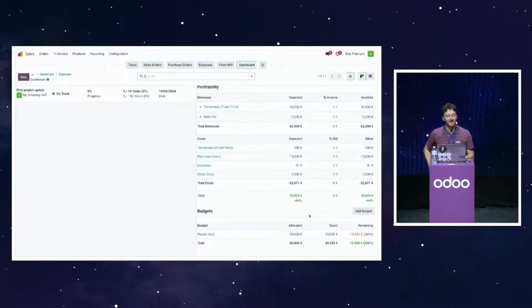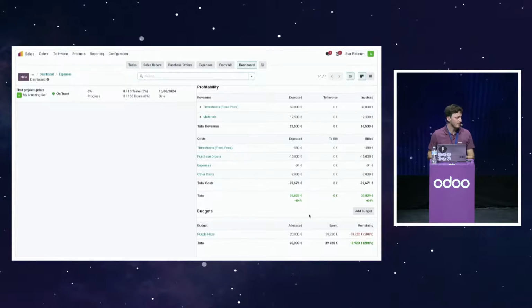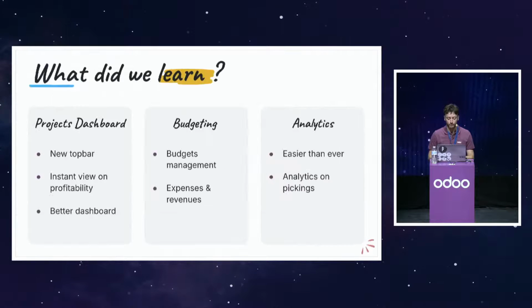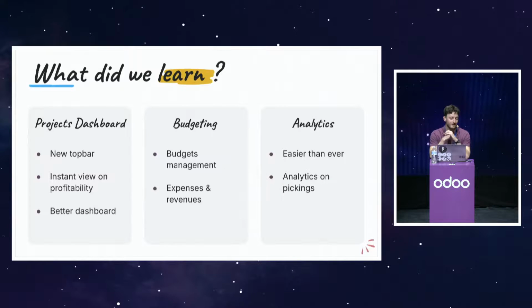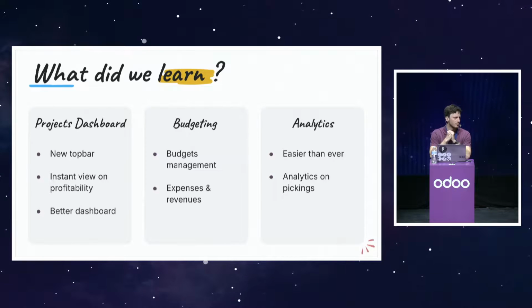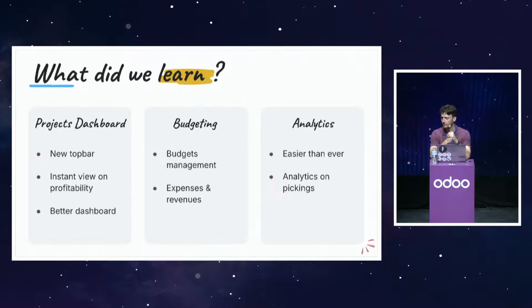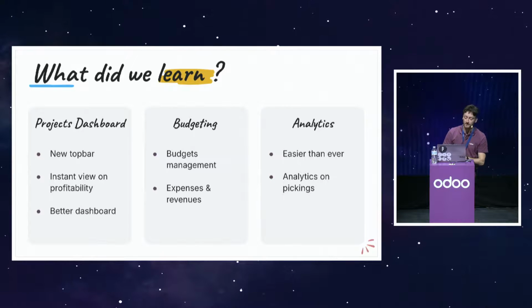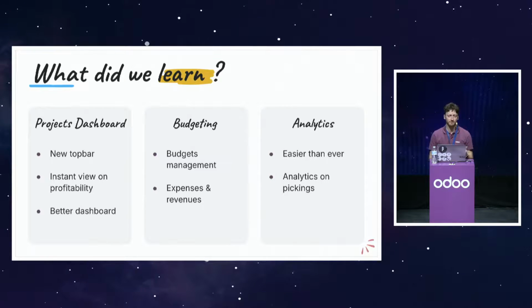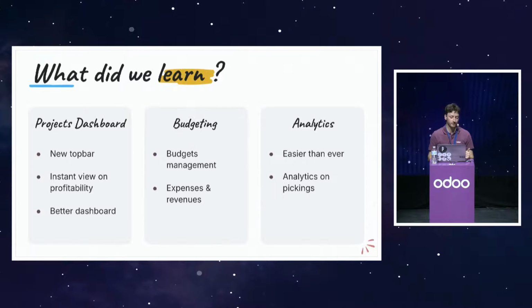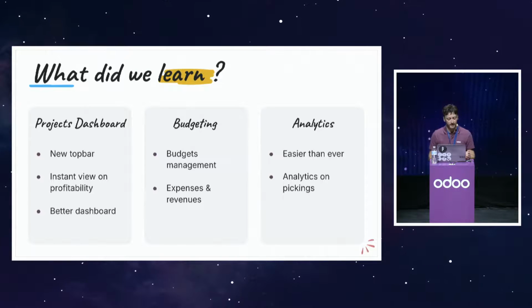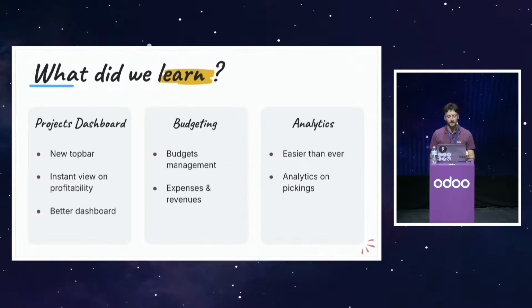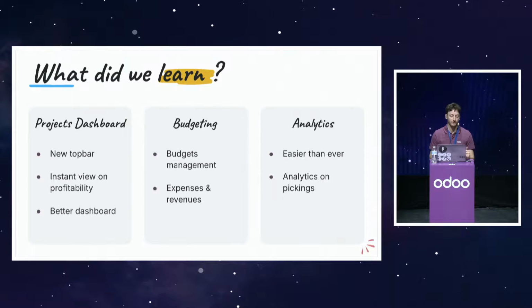Sorry about this. So basically, now we have seen how to manage our project profitability in Odoo. Let me go back to our presentation and do a little recap. So what did we learn exactly today? I would love to ask you the question, but of course, I will not hear you, so I will tell it myself. We noticed that the project dashboard has been totally revamped, that there is a new top bar that simplifies everything, and that now, thanks to this revamping of the new dashboard, we have an instant view on the profitability and on the budgeting.